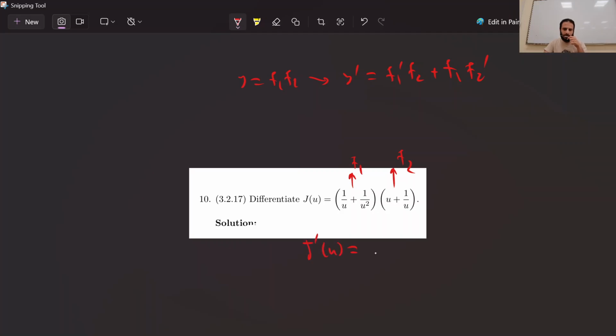J prime of u equals minus 1 over u squared, yes, minus 1 over u squared, plus, sorry, minus 2 over u cubed. Good. Yes, minus 2 over u cubed, multiplied by the other part, u plus 1 over u plus 1 over u squared, all multiplied by 1 minus 1 over u squared. Yes, thank you. You are a very good student.